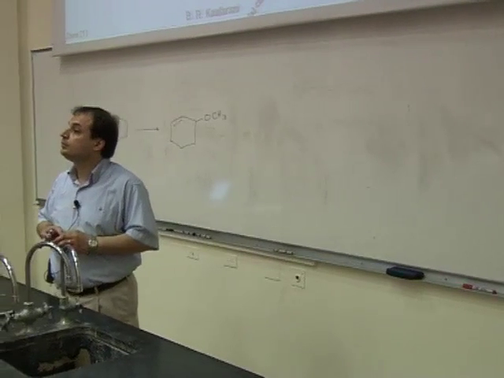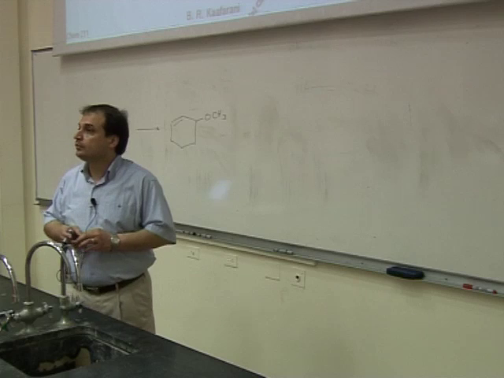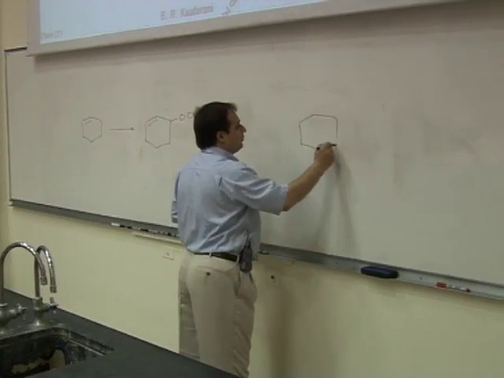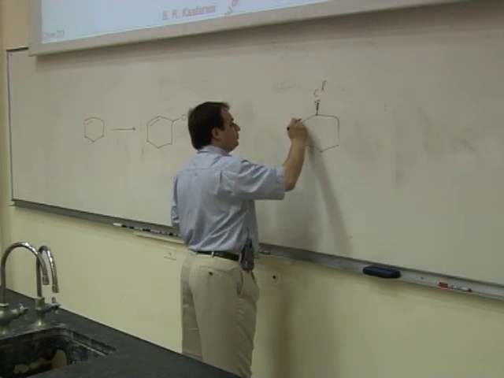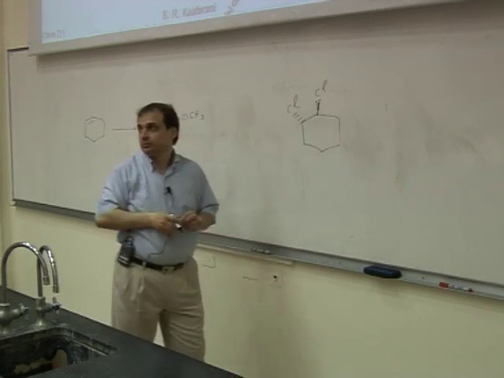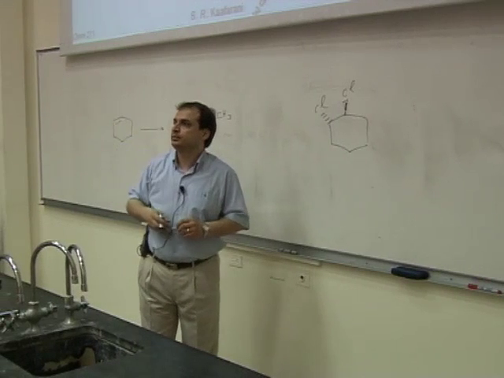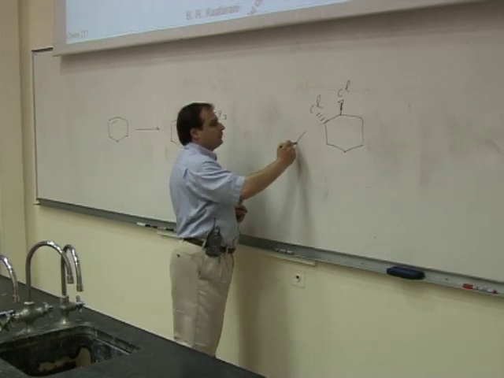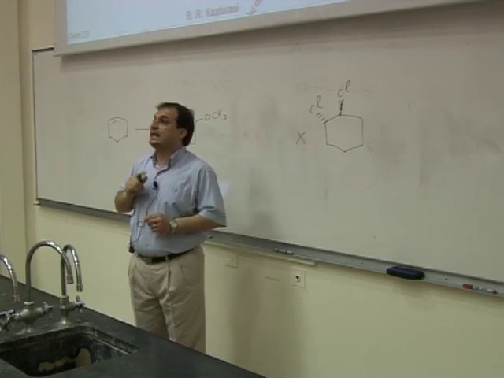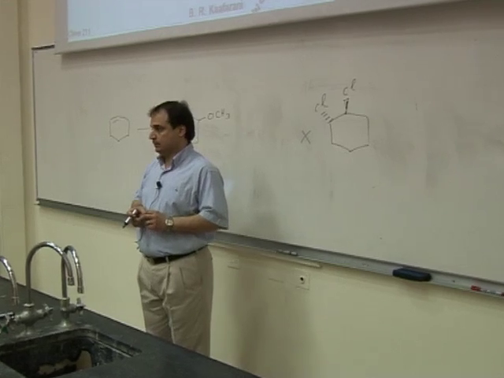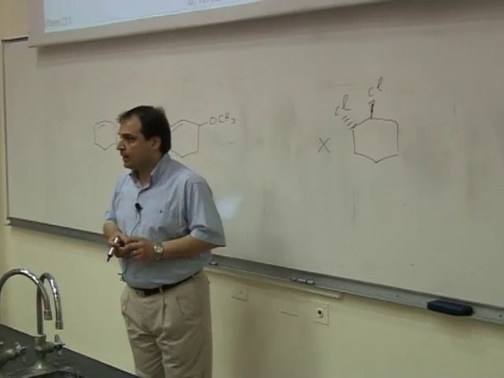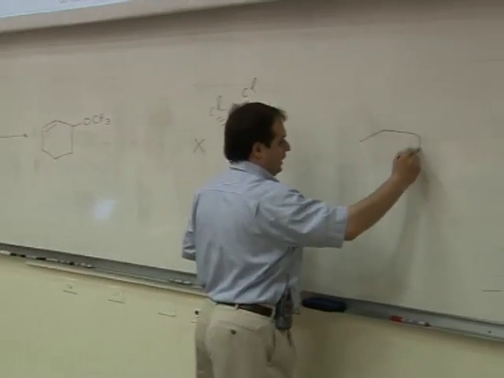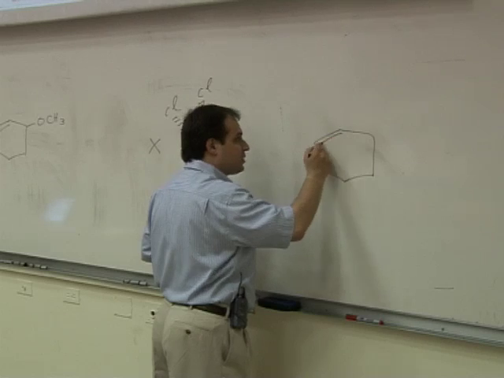Pardon? Okay, so you will get this. That's what you said, Abir, right? You agree? Of course not. You will get that in the absence of light. You will get a substitution product where you will get the allylic chloride. It is a radical reaction.